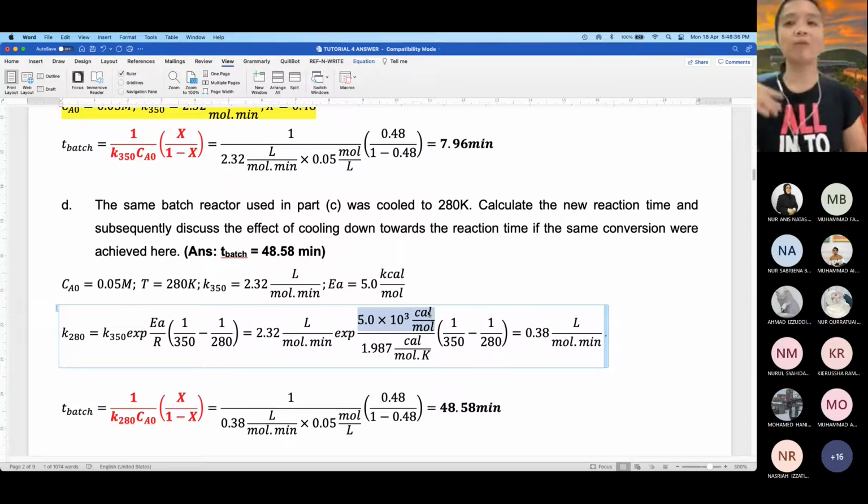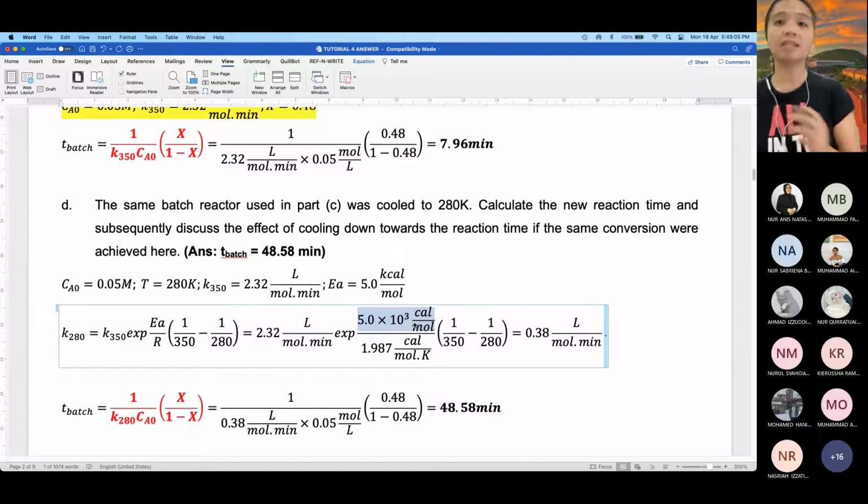Kenapa K berubah, EA tak berubah, kenapa ni? So kamu kena faham K tu berubah disebabkan suhu untuk tindak balas itu, tetapi EA is activation energy that is needed for the reaction to occur. So minimum energy needed. So regardless temperature apa yang kamu jalankan tindak balas tu, minimum energy yang diperlukan itu, activation energy itu adalah masih sama. That's why we still use the 5 kilocalorie per mole.